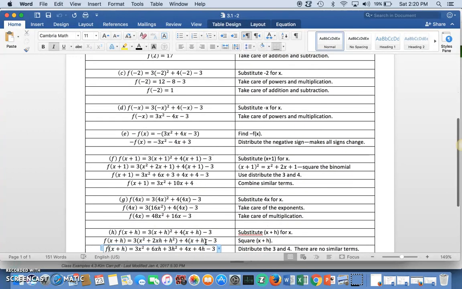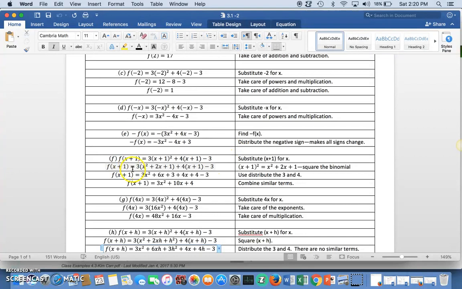Now F, you're doing the x plus 1, substituting the x plus 1. This is going to be a little bit more trying. We have to square this binomial. Remember, we square the first term, we multiply them together, we get 1x, we double it, we get 2x. We square the last term. So that took care of our squaring, our exponents.